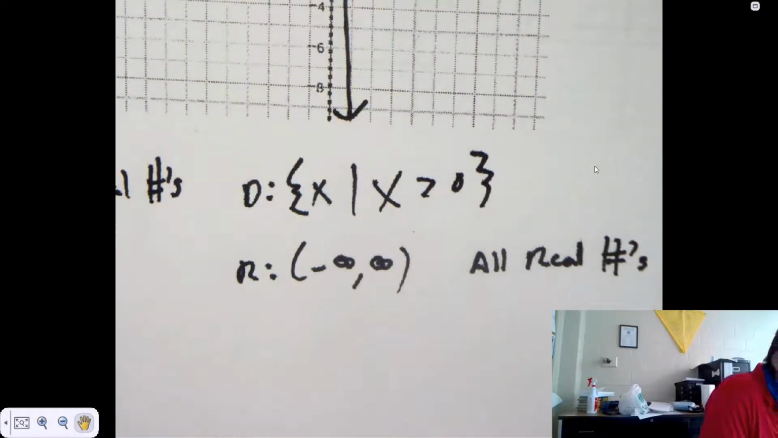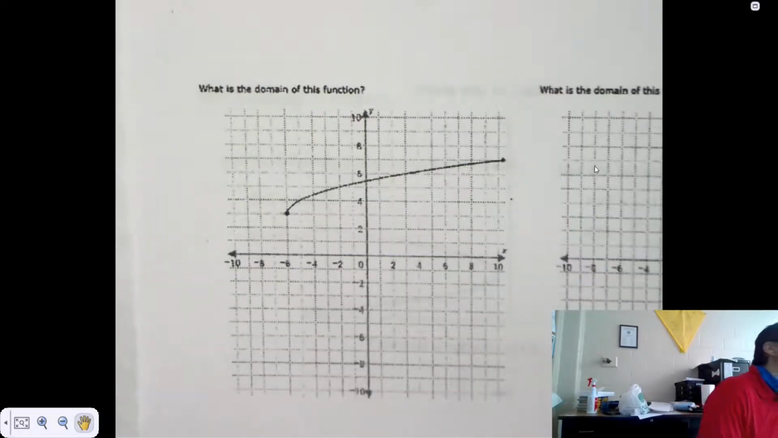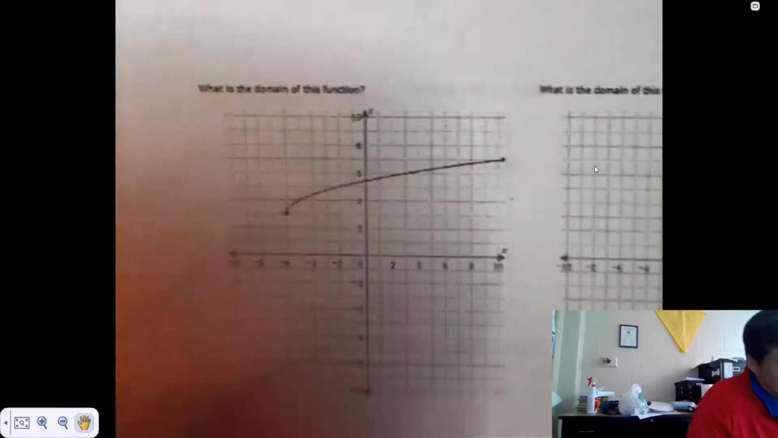We'll do one more with a graph, then we'll go to the ones that don't have graphs. Okay. So we're tasked to find the domain of that function. It's probably a square root function. Looks like a square root function. And we'll start with domain.